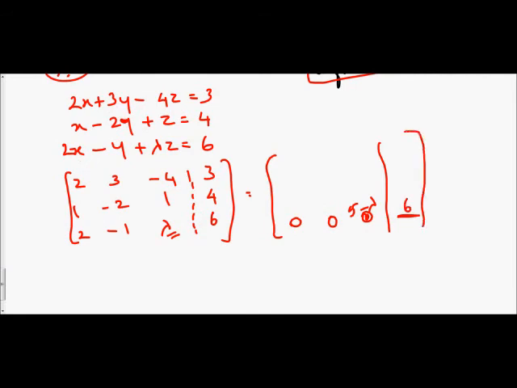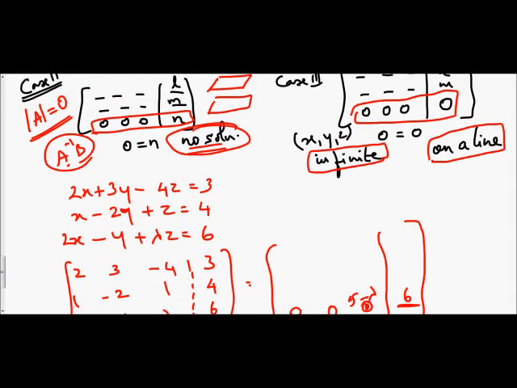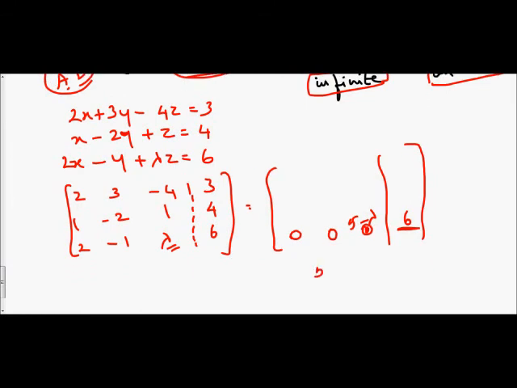Since there is no solution, you should not have a number here, it should be a 0. This position should be a 0, which means 5 minus lambda equals 0, therefore lambda equals 5. Again, I repeat, you may not get 6 here or 5 minus lambda here, as I've not done the actual calculation. I'm just giving you an example. If on row reduction you get this value in the end, you stop there. Once you get two zeros and a number, you say 5 minus lambda equals 0, therefore lambda equals 5.